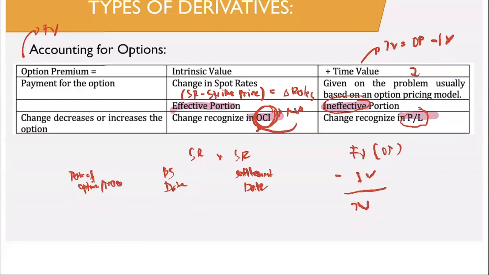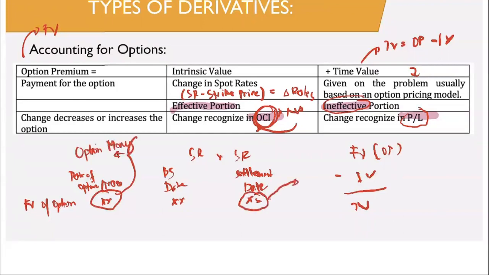So what we do here is we get the fair value of the option, which is always given. The fair value of the option here is the option money, while the fair value of the option at the settlement date is equal to the intrinsic value.